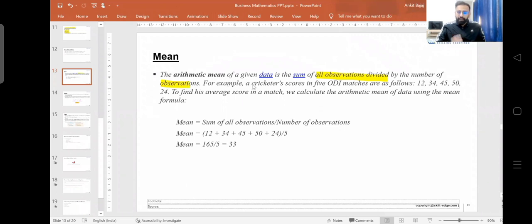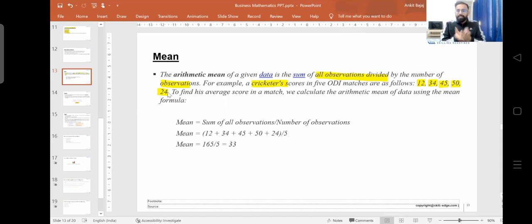For example, here I have taken the example of a cricketer, right? Let's suppose I'm taking the example of MS Dhoni. In the first match, MS Dhoni has scored 12 runs. In the second match, he has scored 34 runs. In the third match, he has scored 35 runs. In the fourth match, he has scored 50 runs. And in the fifth match, he has scored 24 runs, right?